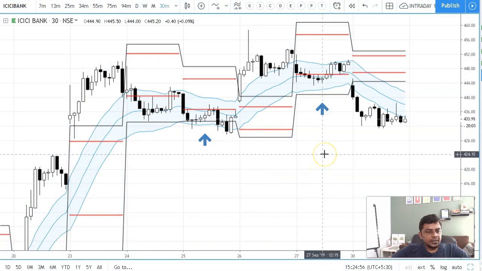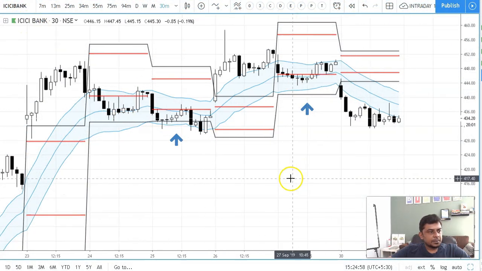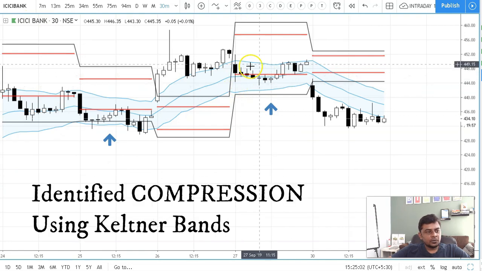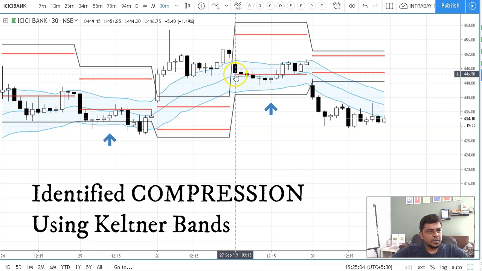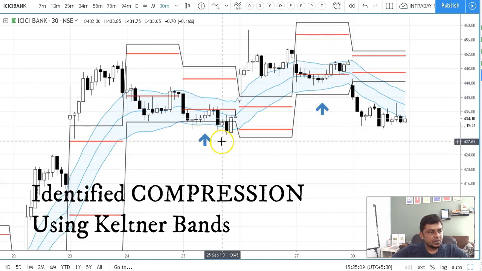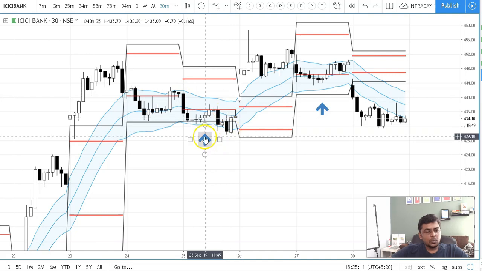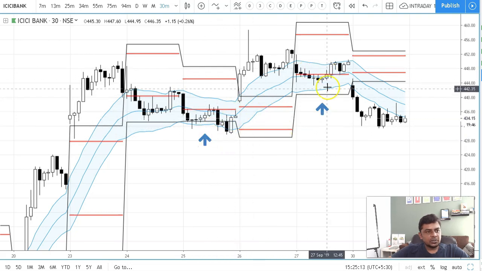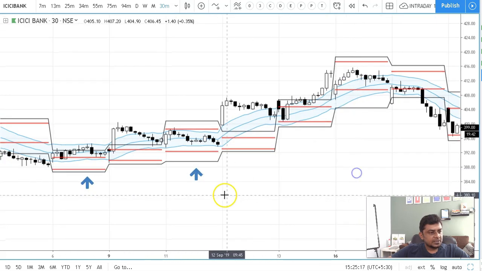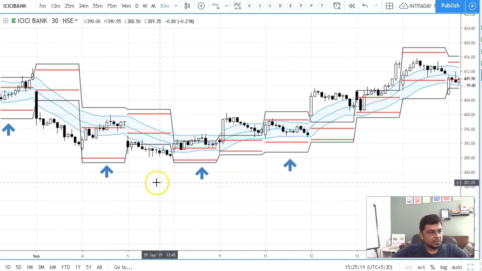Okay, here let me take ICICI Bank as an example. And if you remember from the last video, one of those methods is to use Keltner's bands to look for compression. So what I've done is I've just quickly marked those days of compression. That means that we are open to trade these stocks the next day. So these are the days, if you can see here. And there were just around 6 days in this month of September.